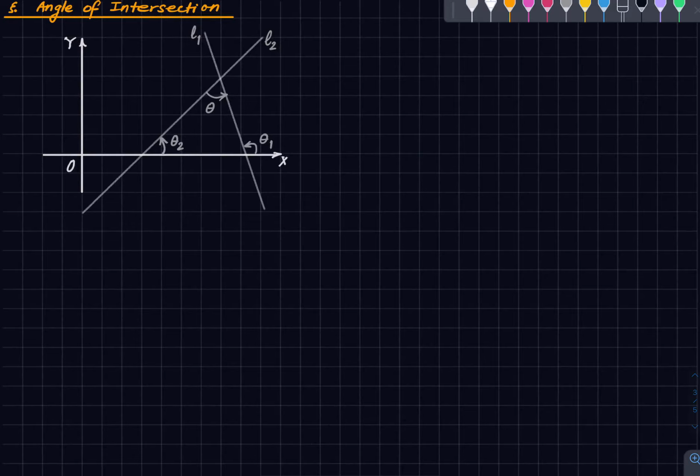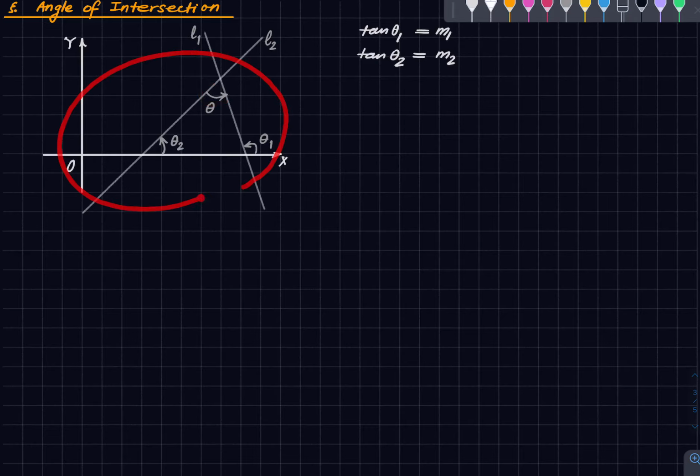So suppose we have two lines, L1 and L2, making angles θ1 and θ2 respectively with the positive direction of x-axis. Say tan θ1 is m1 and tan θ2 is m2. Now we need to find a formula for the angle between the two lines. Now the angle between the two lines is somewhat ambiguous, because it's unclear are we talking about this one or are we talking about that one.